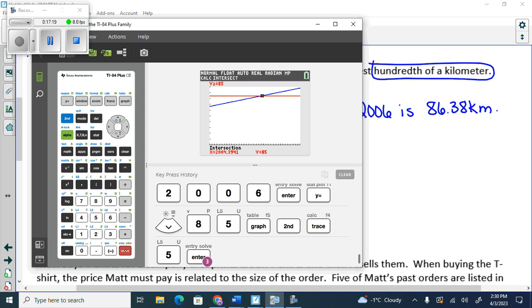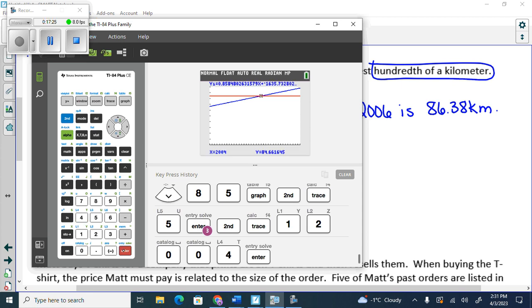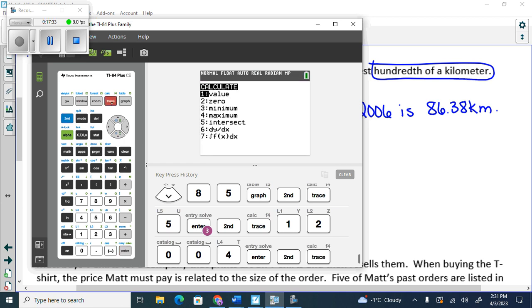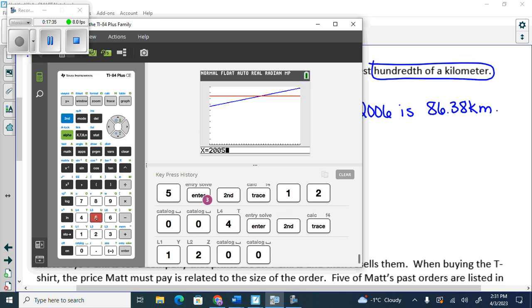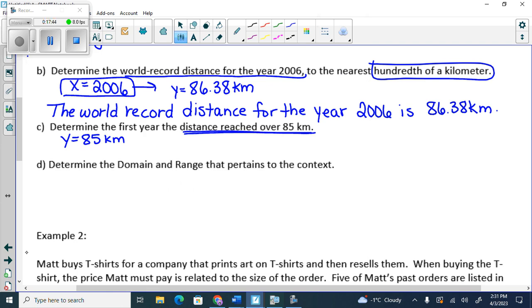Because if I go to 2004, watch, second trace value, 2004, I'm at 84.66. It's not big enough. So if I'm rounding to the whole year, I actually have to go to 2005. Second trace value 2005, now I'm at 85.5. It's more, but at least it's 85. Okay? So it's going to be the year 2005.